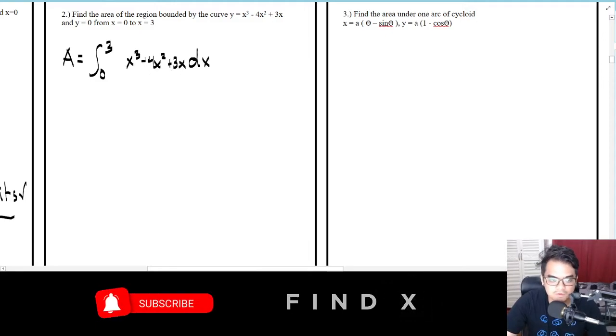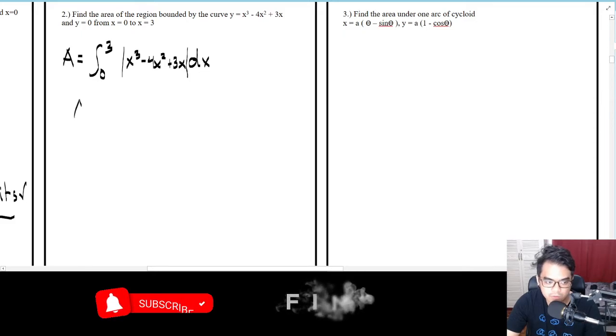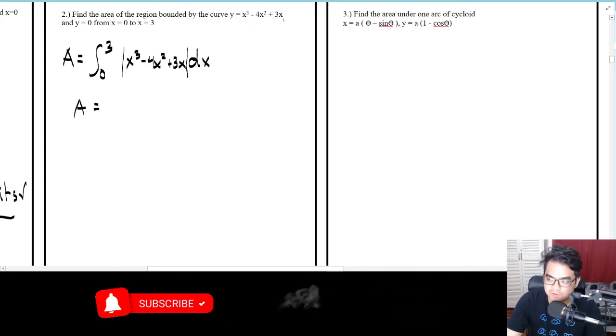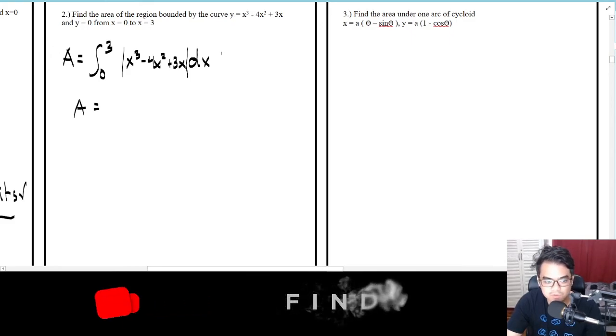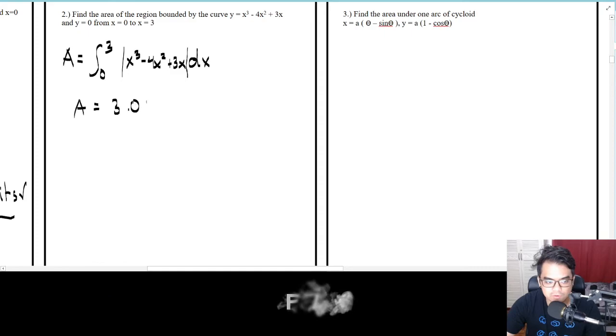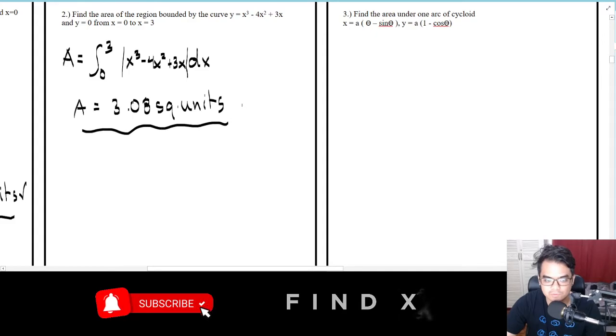And then the trick here is you have to add the absolute value. As you can see, absolute value is a really strong operator. If you just put it in your calculator, you will be able to solve this problem without graphing, even if you don't know what kind of graph x cubed minus 4x squared plus 3x is. This is really useful. You can even use this on the first problem. The answer for that is just 3.08 square units. Just don't forget the absolute value.